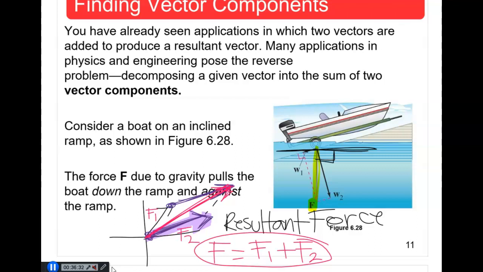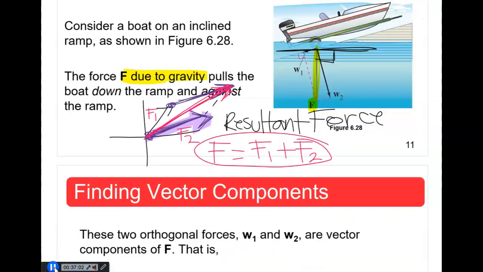But here the ramp is inclined, so there are certain angles that we're going to have to find. And so I'm going to go back. The force F due to gravity pulls the boat down the ramp and against the ramp. So it's pulling the boat down, but also against the ramp.